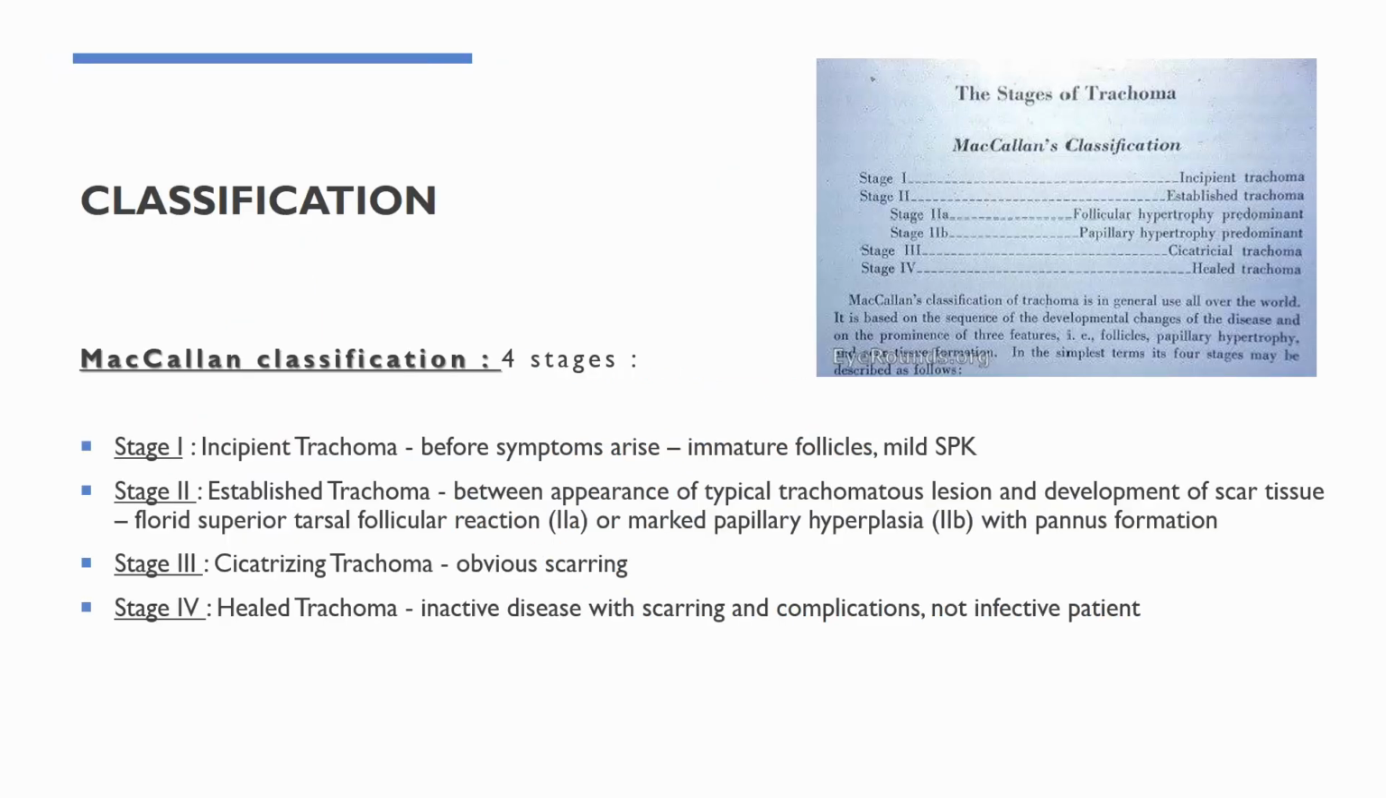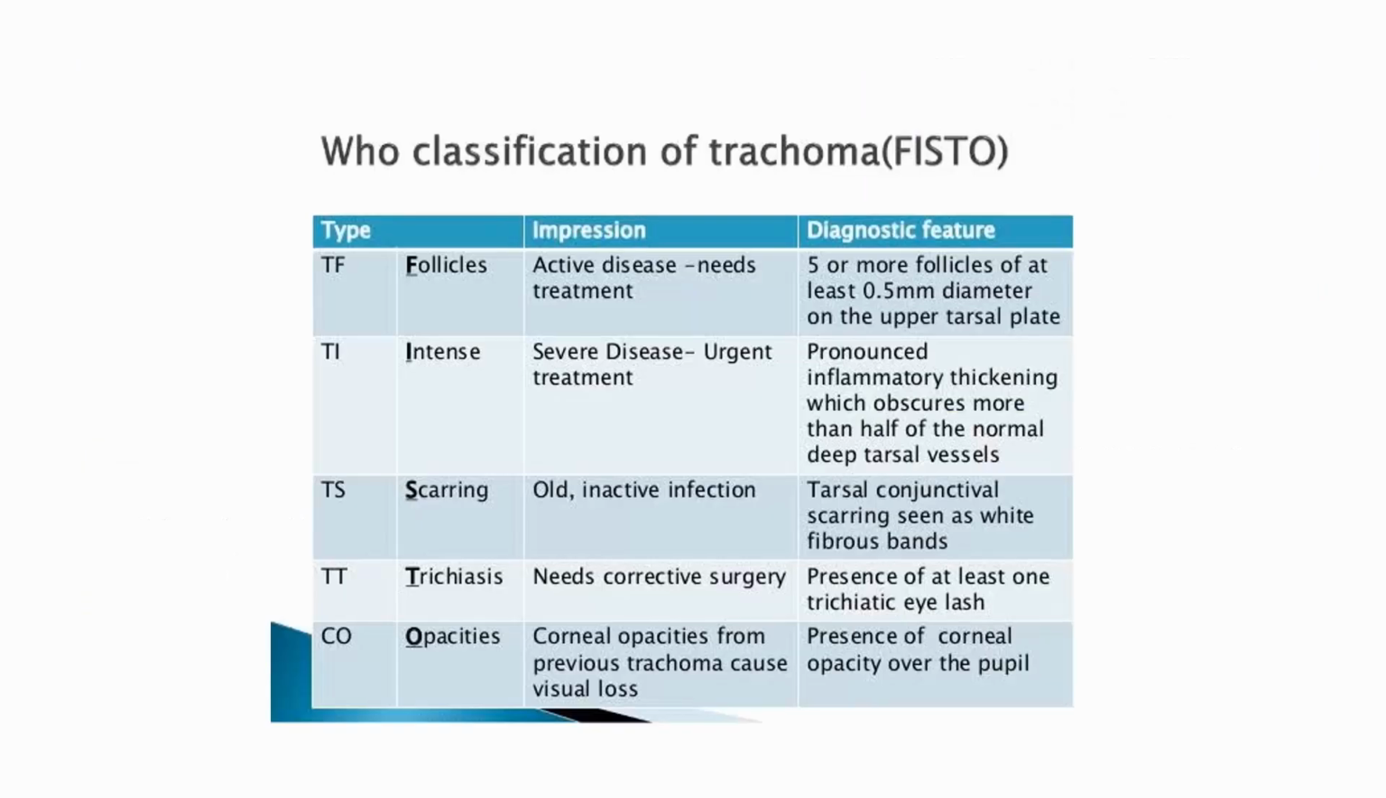There are different classifications. This is a very old disease, so MacCallan adopted a classification where he classified trachoma into 4 stages, with stage 1 incipient trachoma, stage 2 established trachoma, stage 3 cicatricial trachoma, and stage 4 healed trachoma. But now the WHO has a relatively new classification.